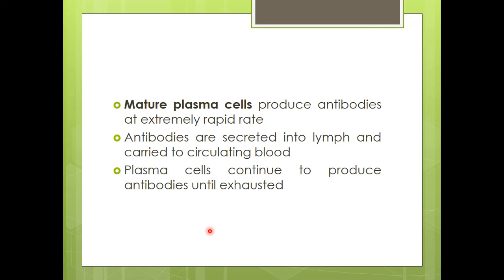Now, the mature plasma cells which are formed will produce antibodies at an extremely rapid rate. The antibodies are secreted into the lymph and are also carried to the circulating blood. The plasma cells continue to produce antibodies until these are exhausted.